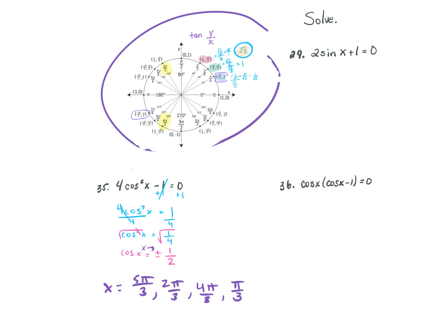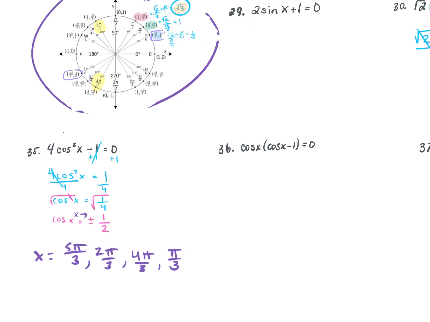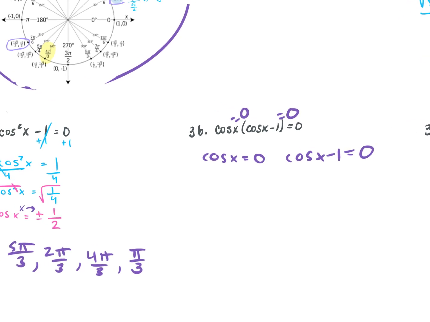All right, so let's look at 36. 36 is actually already factored for us. What can we do next? Just set them both equal to 0. So cosine x is equal to 0, and cosine x minus 1 is equal to 0. So let's solve the second one, and then we can look at our unit circle. So we're going to add 1 to move it to the other side. So cosine is equal to 1.